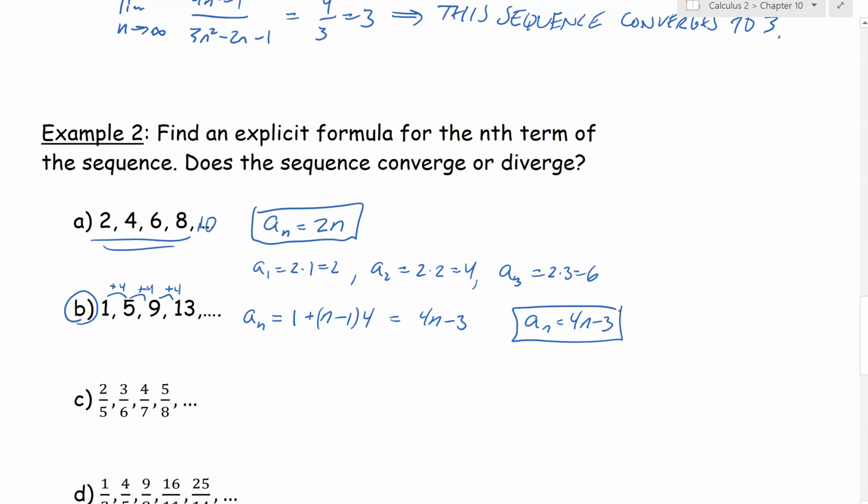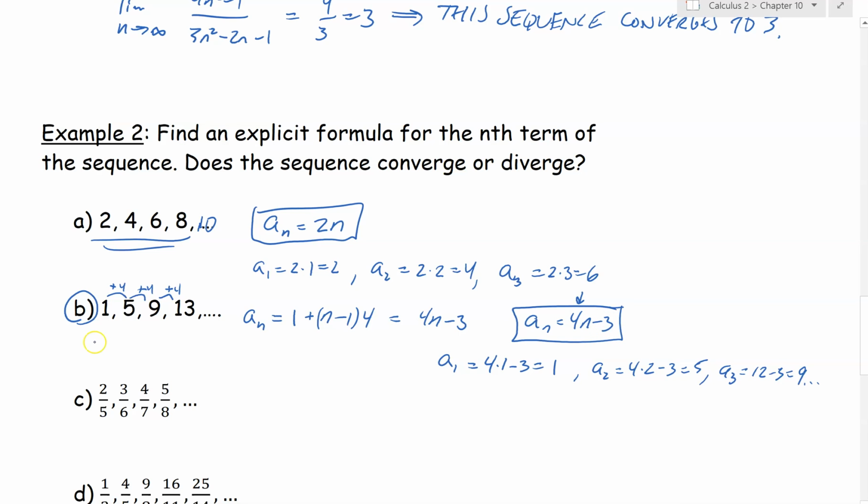And again, it's always a good idea to test it out and see if it works. A1 is equal to 4 times 1 minus 3. That turns out to be 1. A2, if you plug in 2, 4 times 2 minus 3, that's 8 minus 3, which is 5. A3 is going to be 12 minus 3, which is 9, and so on. So we see that this has the linear relationship that I was talking about. Our slope is 4, and you can also think of the negative 3 as being the y-intercept.